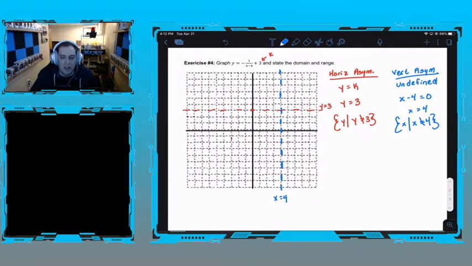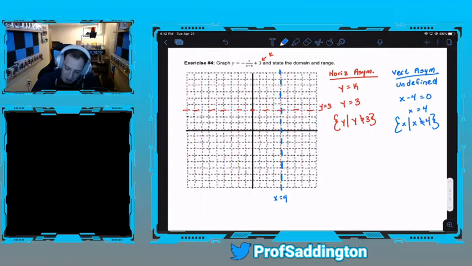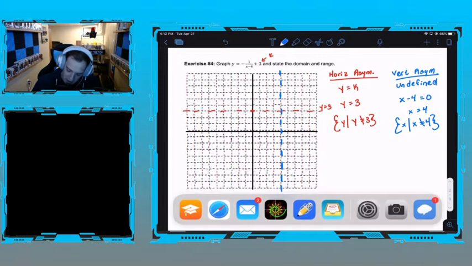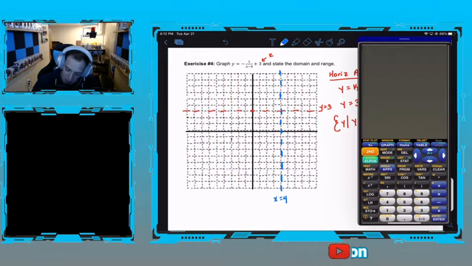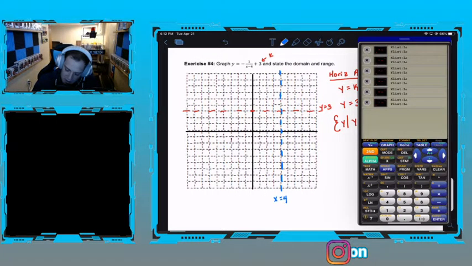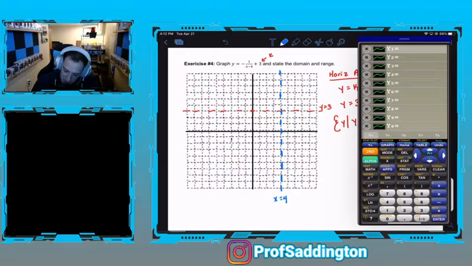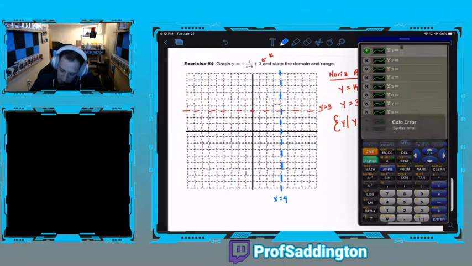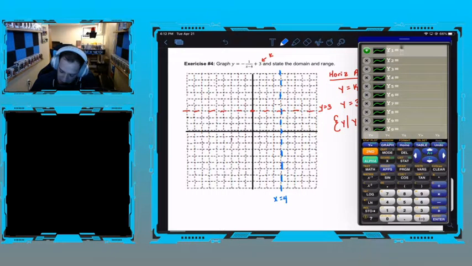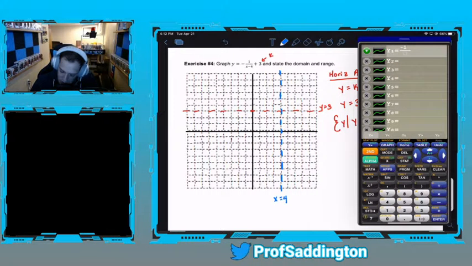And to make life easier, we're just going to type it in the calculator. Oh, my calculator's not popping up. So I'm going to go back into y equals. I must hit second. There it goes. So I have, it looks like it's negative. No, negative. There it is. Negative 1 over x minus 4.